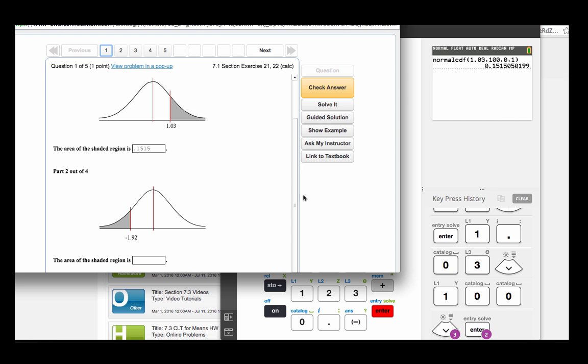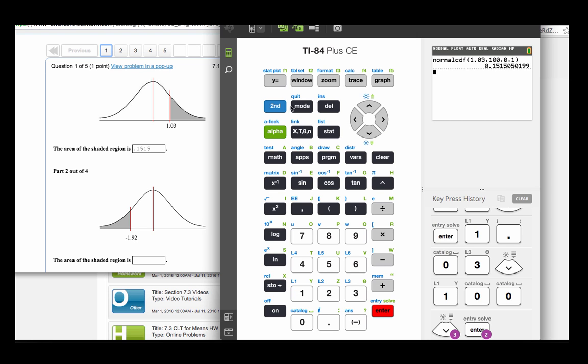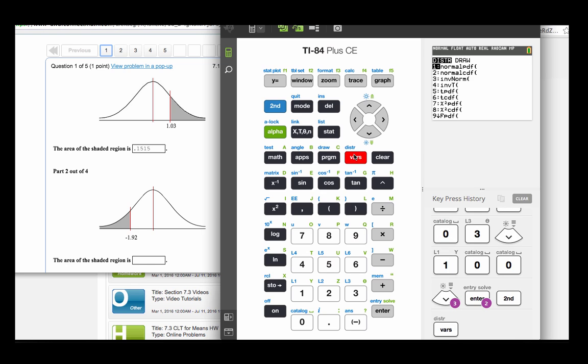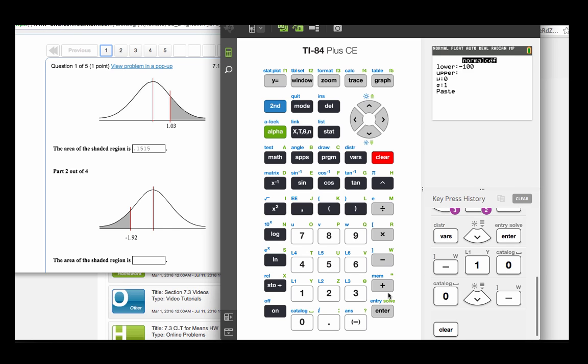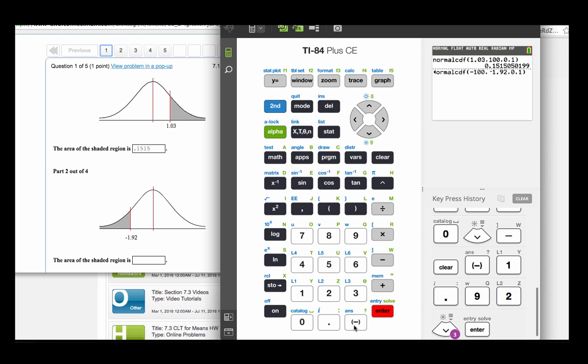Part 2 says we are to find this shaded region here in the left tail up to a z value of minus 1.92. So we'll do the same thing. We'll go second distributions, and then we'll go to the normal CDF distribution, hit enter. Now this time our lower limit will be minus 100, and then our upper limit will be minus 1.92. Now we want to make sure that we use the correct negative value. We're not going to use the minus key, we're going to use the negative key. And then we leave the mean at 0, standard deviation at 1, and go down and hit paste.